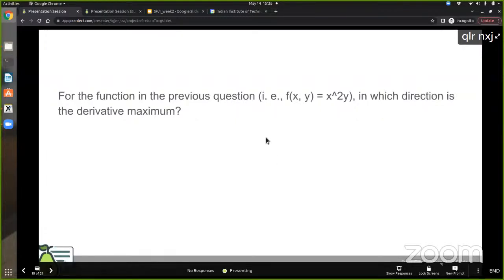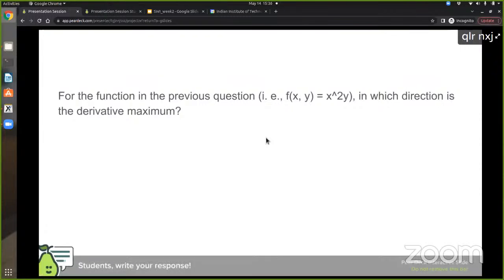Okay, now we are continuing with the same thing. For the same function, you have to tell in which direction the derivative is maximum. So you have to basically tell the direction. That should be your answer. In which direction would you get the maximum derivative? So in one direction we got some 13 point something, in another direction we got some 14 point something. You want to see in which direction we would get the maximum rate of change of function. How do you do it?